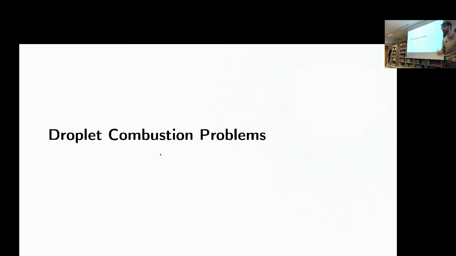Okay, it would be nice to study also the interplay between residual gravity and Marangoni, for example. It can be a nice future step. Okay, now let's see some droplet combustion problems.